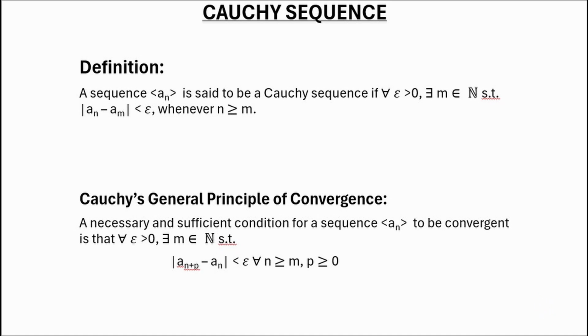Which brings us to Cauchy's criterion for convergence, which states that a sequence is Cauchy if and only if it is convergent. Talking about convergence, we stumble upon Cauchy's general principle of convergence, which tells us a necessary and sufficient condition for a sequence a_n to be convergent: for all epsilon greater than 0, there exists m belonging to N such that mod of a_(n+p) minus a_n is less than epsilon for all n greater than or equal to m, and p greater than or equal to 0.